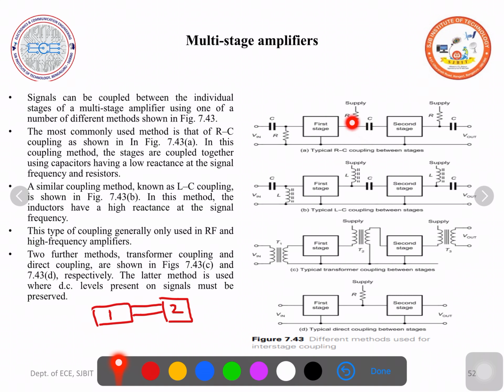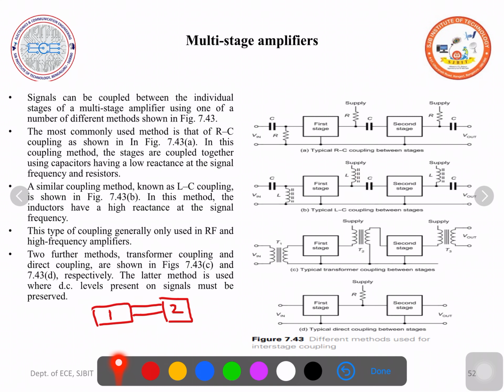By using this RC coupling, we can avoid the DC voltages of the first stage transferring to the second stage. So DC voltages are avoided. The most commonly used method is the RC coupling. In this coupling, the stages are coupled together using capacitors having low reactance at the signal frequency, and resistance. One more type is LC coupling. Here is an inductance, here is a capacitance. In this method, the inductors have a high reactance at the signal frequency.